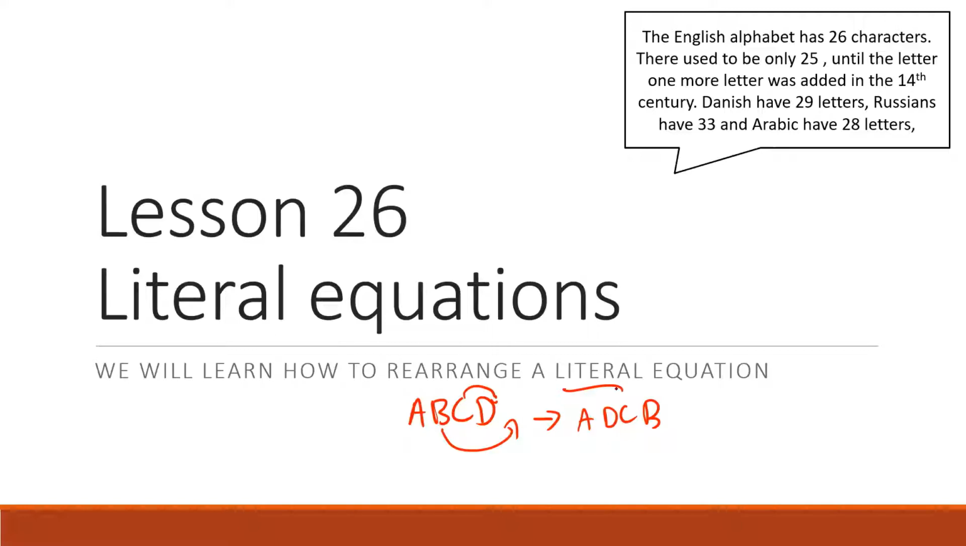Now, today's fact for lesson 26, the English alphabet has 26 characters. There used to be only 25 until I think it's the letter J. One more letter was added in the 14th century. Danish have 29 letters and Russians have 33 letters in their alphabet. Arabic have 28 letters. So it's actually a pretty small amount of letters compared to other European languages. So I think it's the letter J, but don't quote me on that. It could be like the letter Z or something like that.